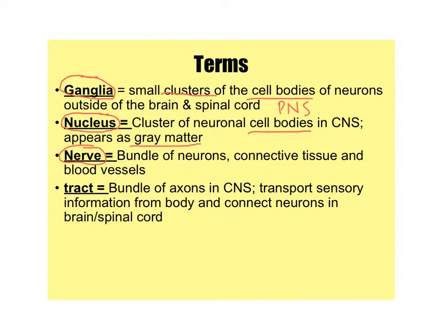Now these sensory and motor neurons, they don't work alone. They work in bundles of neurons, which also has some connective tissue and also blood vessels to help support all the neurons. But these bundles of neurons together form a nerve. And the last one is a tract. And that's a bundle of axons in the central nervous system. So a bundle or a lot of axons together in the central nervous system makes up a tract. And these tracts help to transport sensory information from the body to the brain and spinal cord, and also connect neurons in the brain and spinal cord.